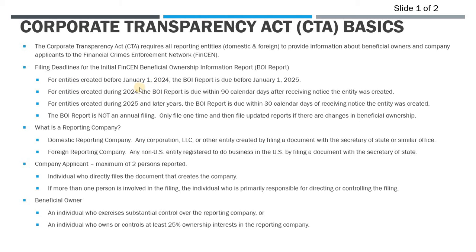Well, if you've got an entity that was set up before January 1st, 2024, your initial BOI report is due before January 1, 2025. So you have all of 2024 to get it submitted. If you have an entity that was set up in 2024, the BOI report has to be submitted within 90 calendar days after receiving notice that the entity was created. And then in 2025 and later, your BOI report is due within 30 days of receiving that notice.